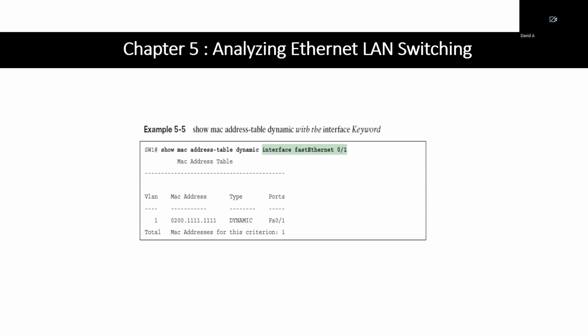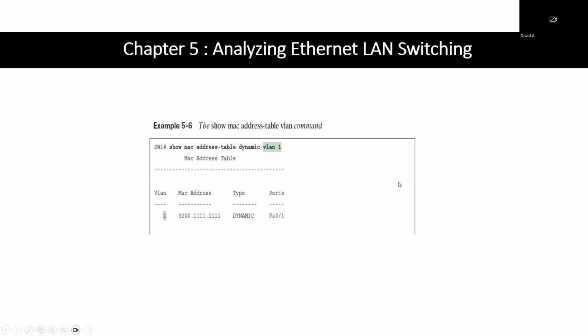Pretty cool stuff, right? Let's keep going. Last but not least, we can create virtual local area networks on a switch. We can assign these to ports on a switch, to interfaces on a switch. If we want to look at all the MAC addresses within a virtual local area network or a VLAN, we can do that. We can say show MAC address table, dynamic, the VLAN and the VLAN number. Make sure you remember this.